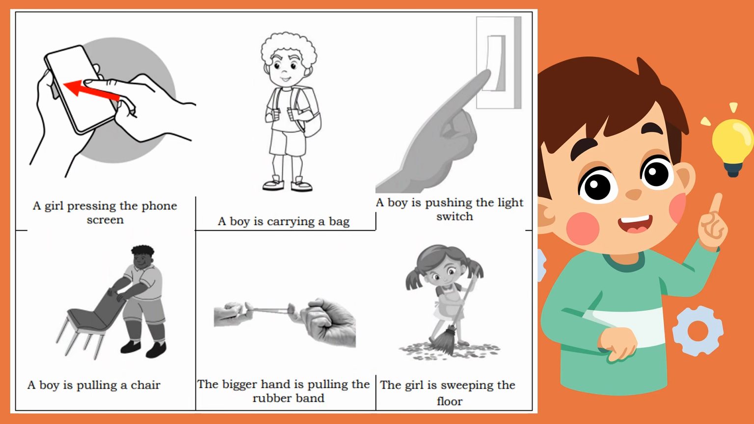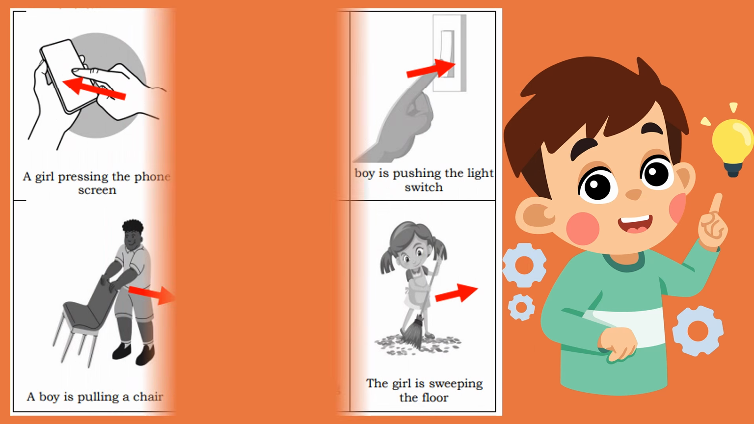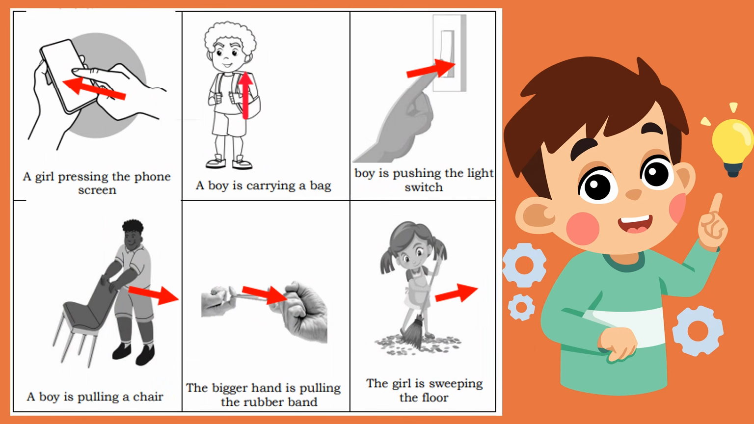First, a girl pressing the phone screen. Second, a boy is carrying a bag. Third, a boy is pushing the light switch. Fourth, a boy is pulling a chair. Fifth, the bigger hand is pulling the rubber band. And sixth, the girl is sweeping the floor. And here are the answers.